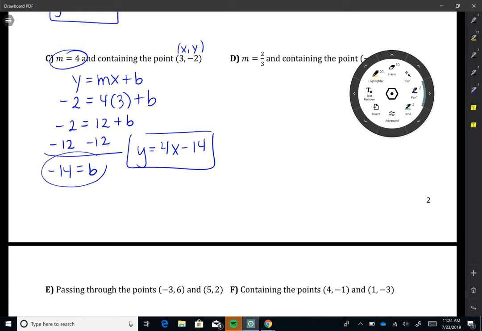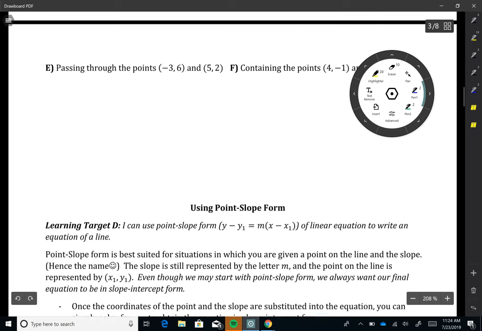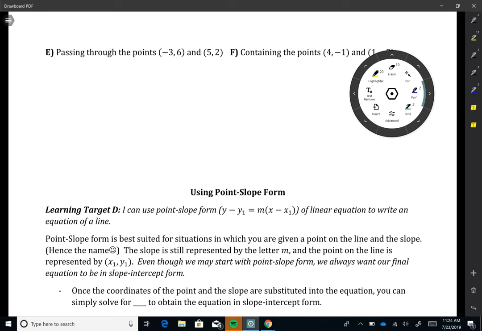Okay, our last example is going to be example E. And what it gives us here is that the line is passing through the points negative 3, 6, and 5, 2. So it's giving us 2 points. We don't know the slope or the y-intercept. So we have to use first the slope formula that we learned above.